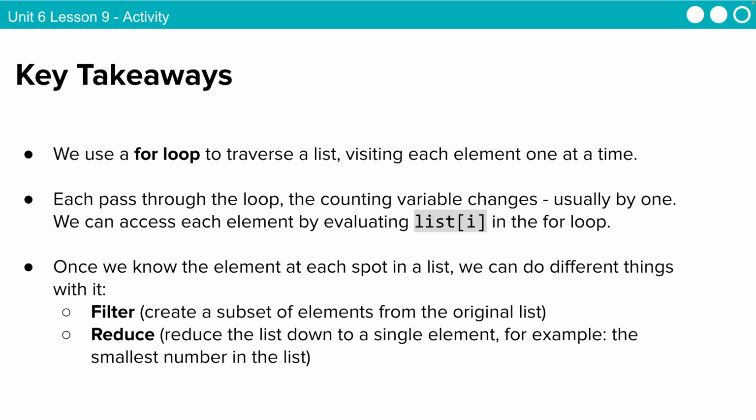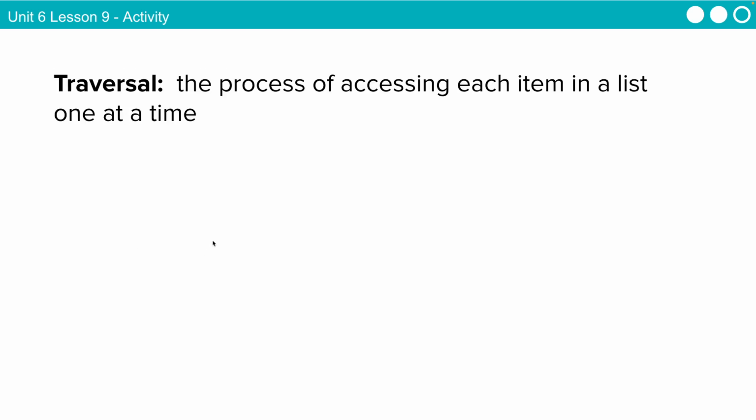Once we know the element at each spot in the list, we can do different things. We can filter. We can reduce down to a single element, just like we did now with the smallest number. Traversal is the process of accessing each item in a list one at a time, usually done through a loop. I can't really think of a better process to do that, because a loop basically takes out the hard coding for us.